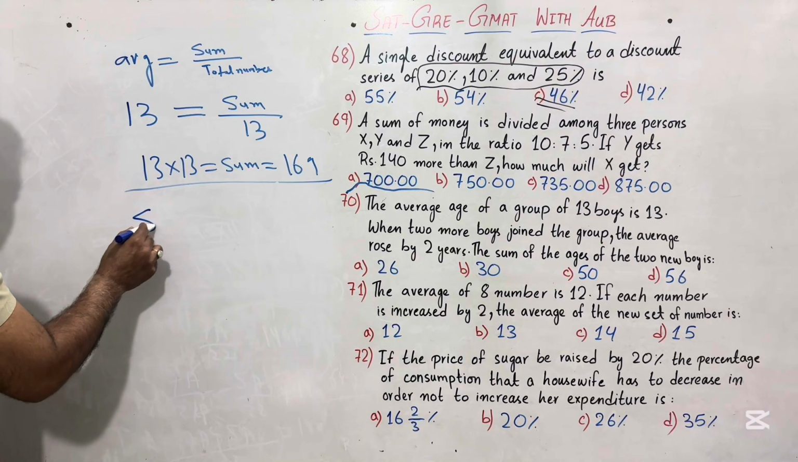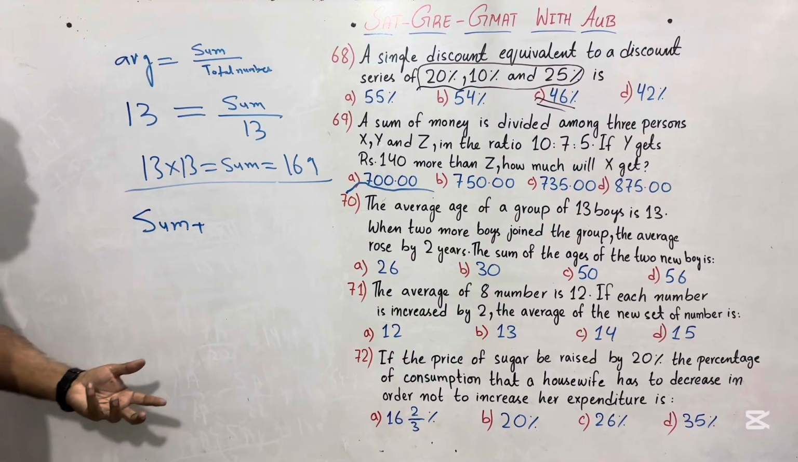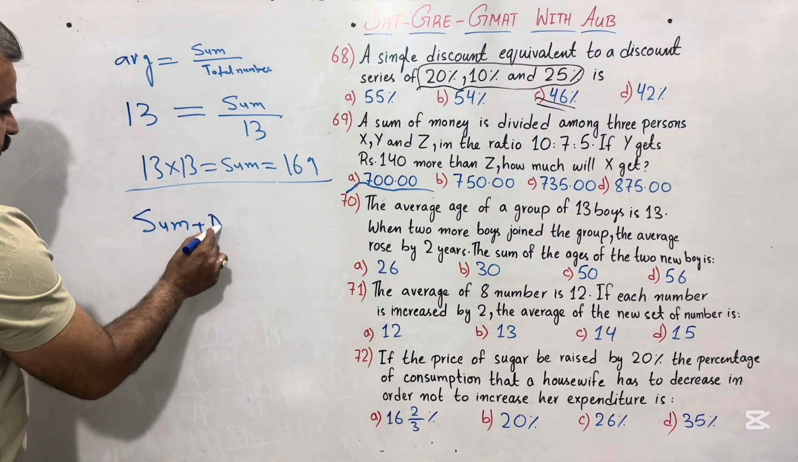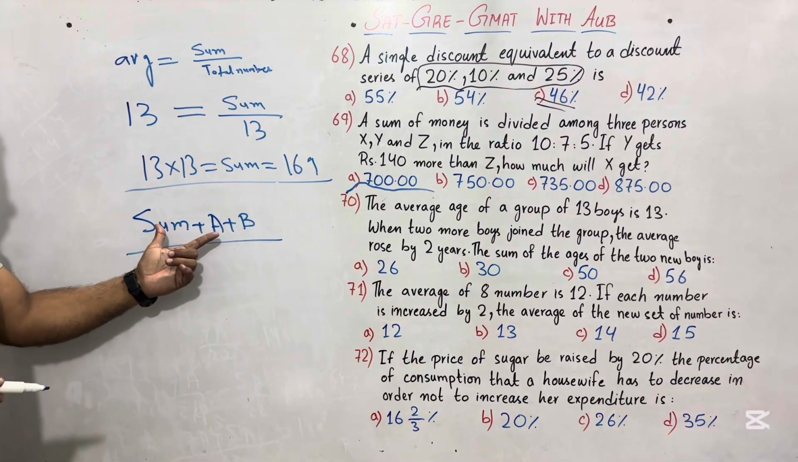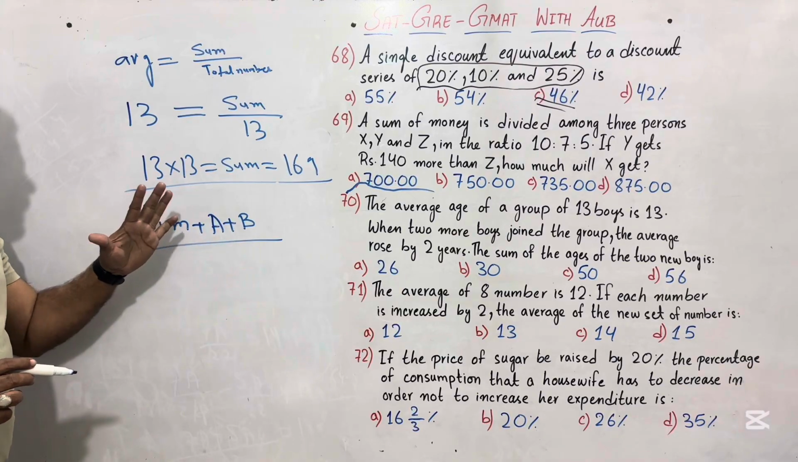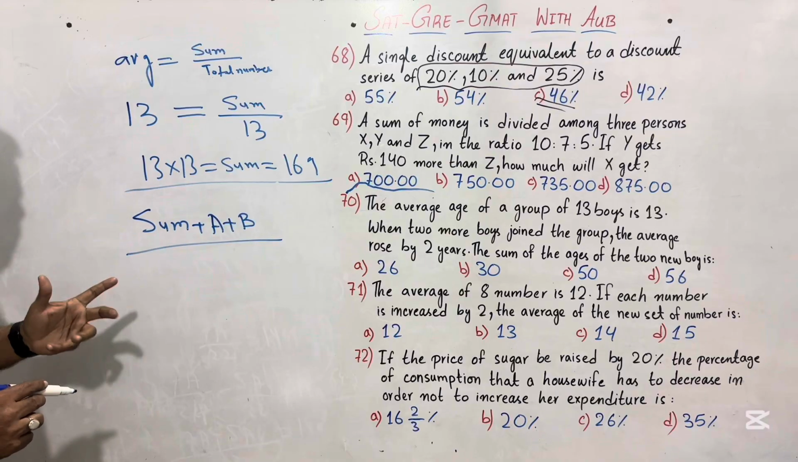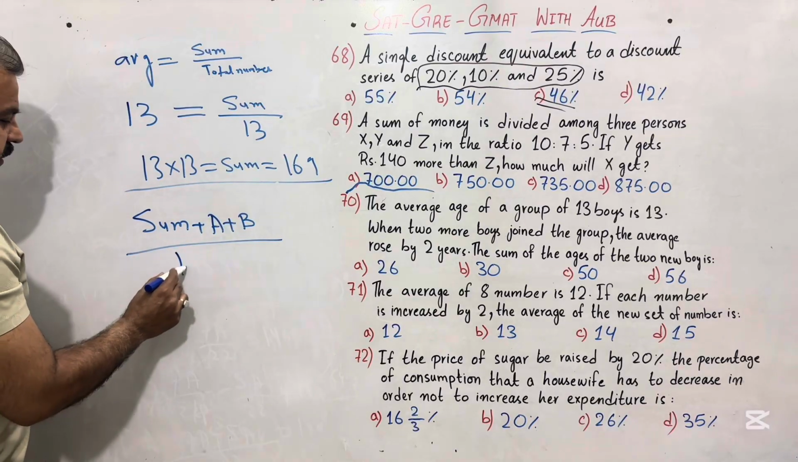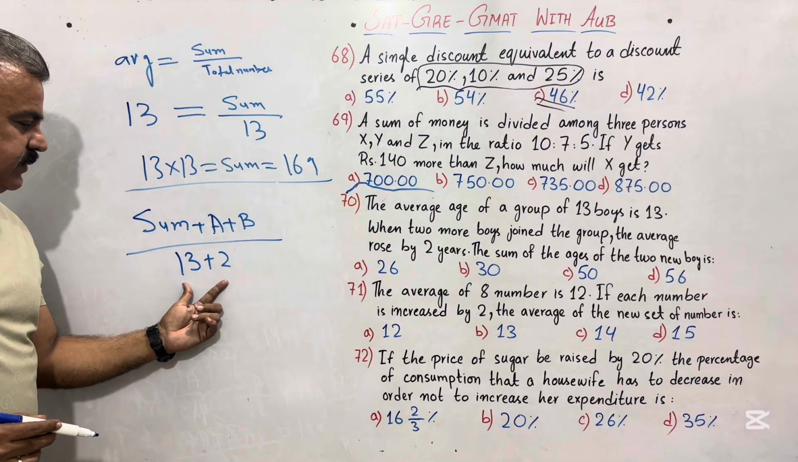We have, as usual, the previous sum. Now 2 new boys are joining the group. Suppose one is A, the other is B. Prior to induction of these 2 boys, the number of boys is 13. Now 2 more joined, so our total number of boys is going to be 13 plus 2.